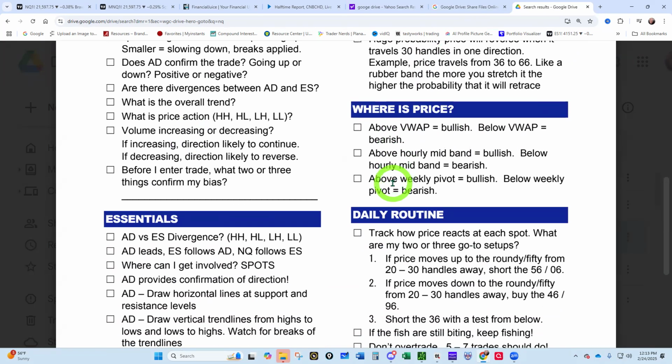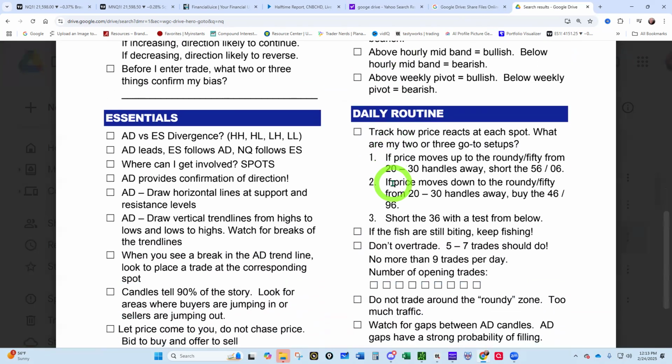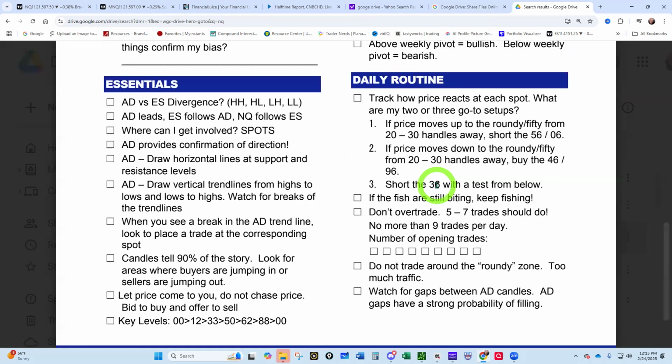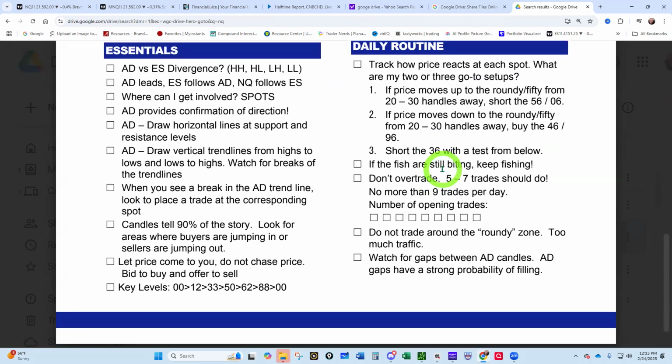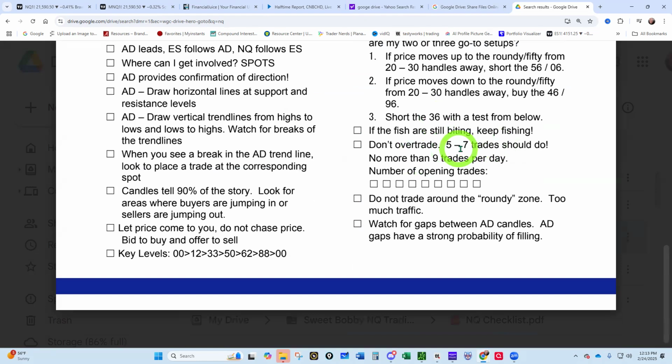Above weekly pivot, bullish. Daily routine: track how price reacts to each spot. If fish are still biting, keep fishing. Don't overtrade. 5 to 7 trades should do. We did 38 today. No more than 9 trades per day. Number of opening trades. Do not trade around the round zone. Remember, that's the zero: the 800s, the 700s, the 600s, the 500s. There's too much traffic there. Watch for gaps between AD. Let price come to you. Do not chase price. And then he had these key levels: the 0, the 12, the 33, the 50, 62, 80, 0.